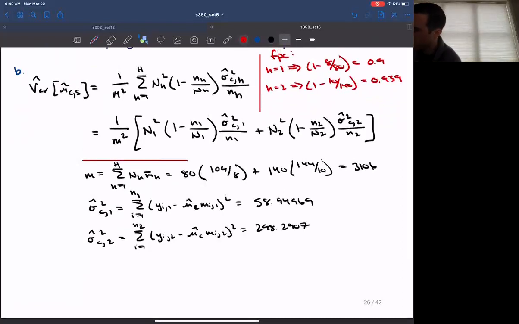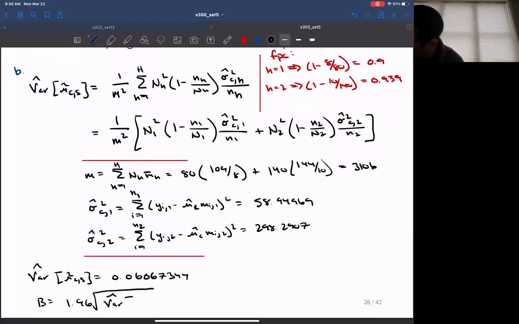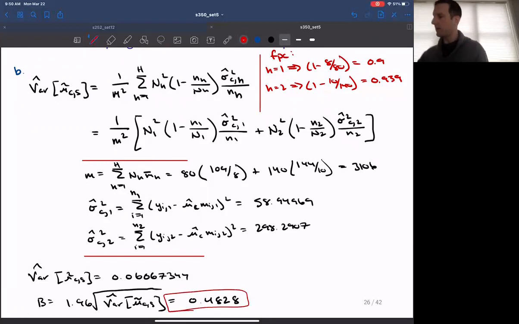All right, and then if we plug this information into the above, we should be able to show that this quantity works out to be in the area of 0.06067364, which means that the bound, which is 1.96 multiplied by the square root of the variance of mu tilde CS, should be equal to 0.4828. All right, sorry, I went a little bit over there.